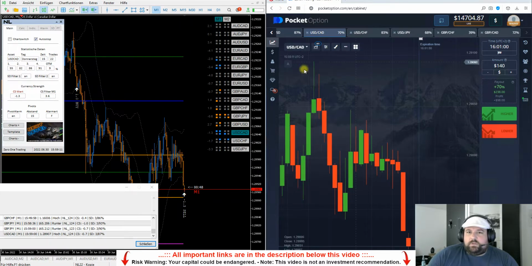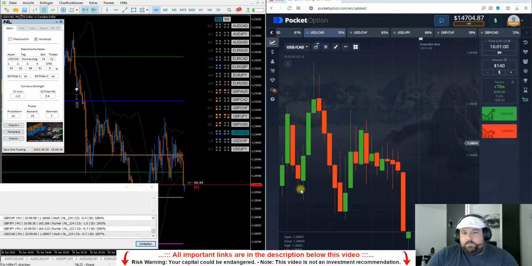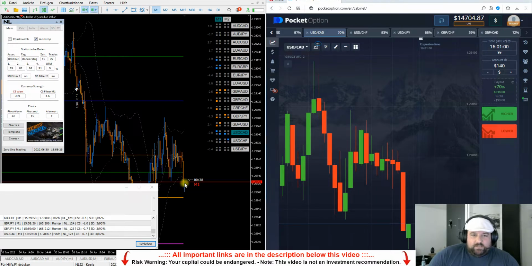We have some time. It's 16 o'clock to 16:01. And we look if this signal is hot. It must be a red candle or a down candle. In this case, it's orange.